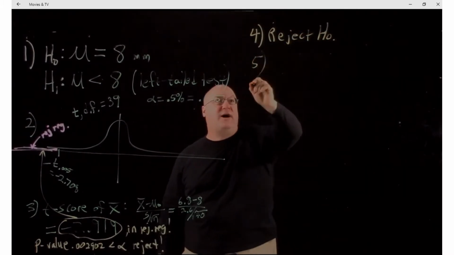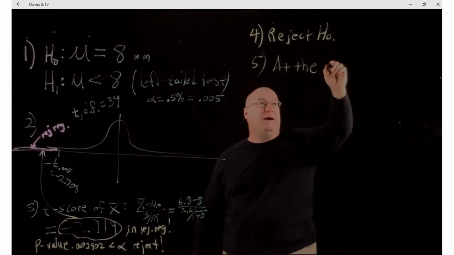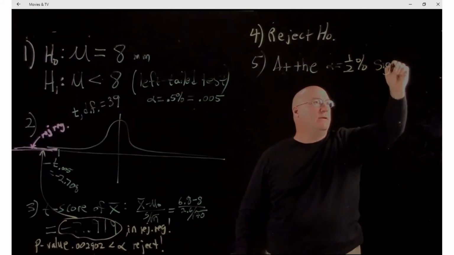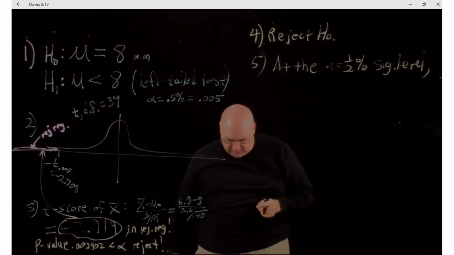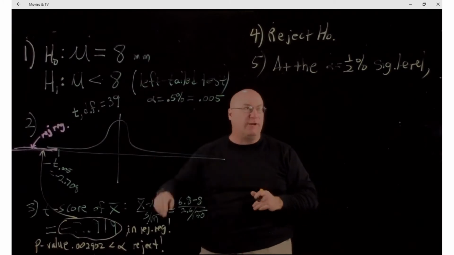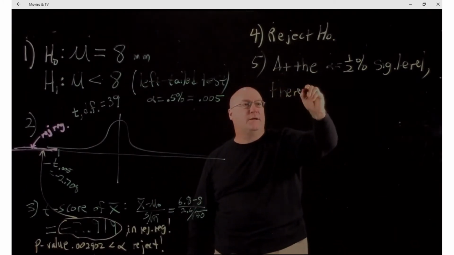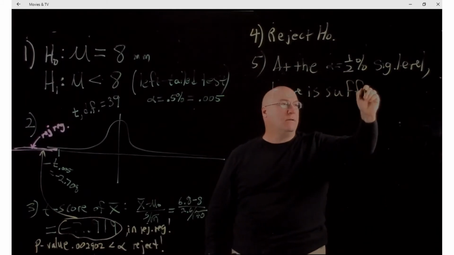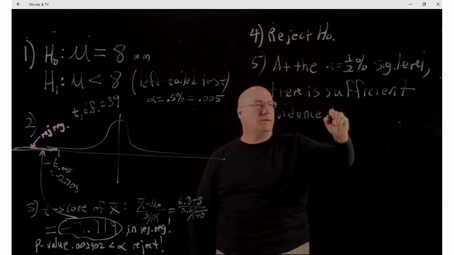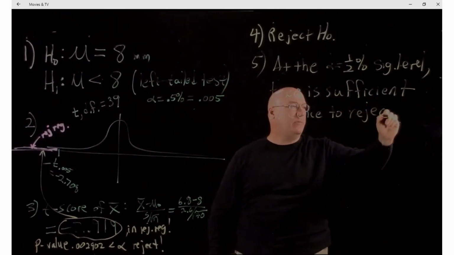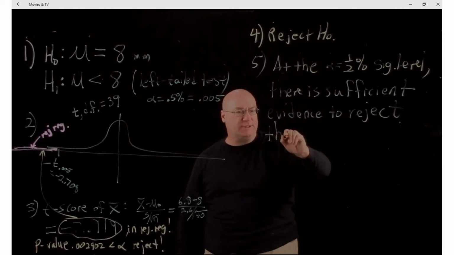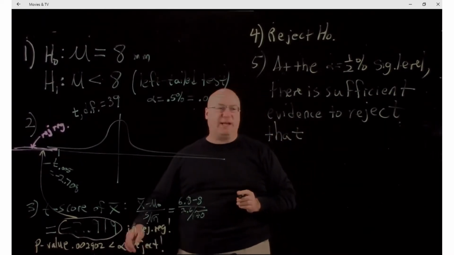So step 5, at the alpha equal 0.5% significance level, again, don't abbreviate, please, like I am. Because it looks like it really worked, there is sufficient evidence to reject. Remember, what are we going to reject? We're going to reject H naught. So reject the claim, I'm just going to say that because I'm running out of ink here.